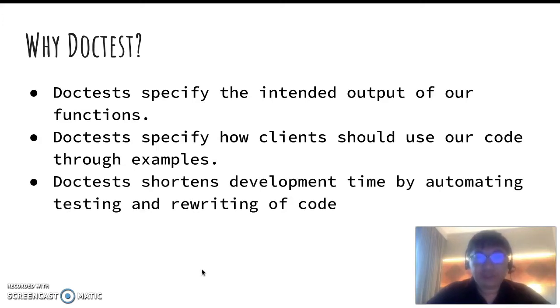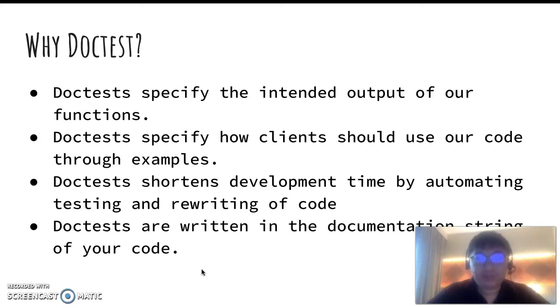And Doctests shorten development time by actually automating testing and rewriting of code. Beginners tend to write code in Jupyter notebooks and test the output of their functions interactively. So they write the code and then run the Jupyter notebook and see what is the output. If there are mistakes in the output, they go back, rewrite their code, and then run the cell manually to get the output again. This is a time-consuming and boring process, and all this could have been automated by writing Doctests.